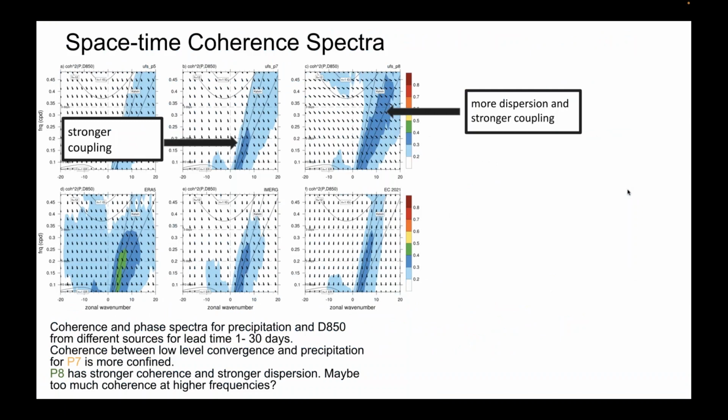Going to prototype 7, the coupling gets a little bit stronger, and then going to prototype 8, the coupling gets even stronger, and you end up with more dispersion. So all of the changes that were being made between those prototypes were going in the right direction when you're looking at this metric. Next slide, please.